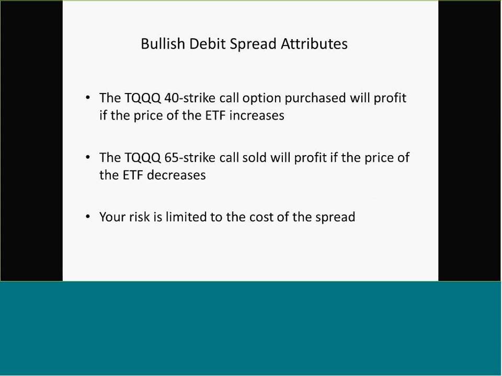Okay, so once I establish this bullish debit spread, the 40-strike call option that I purchased will profit if the price of the ETF increases, and the 65-strike call that I sold will profit if the price of the ETF decreases. So we have both a bullish and a bearish component in these debit spreads. And as I mentioned before, my risk is limited to the cost of the spread.